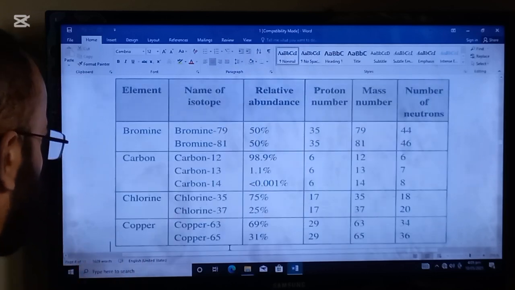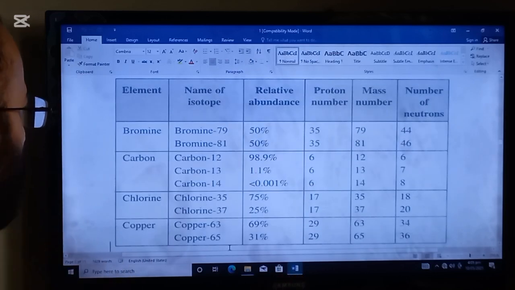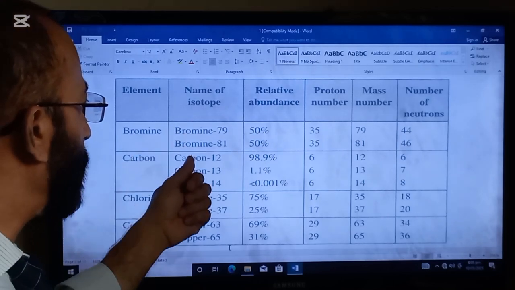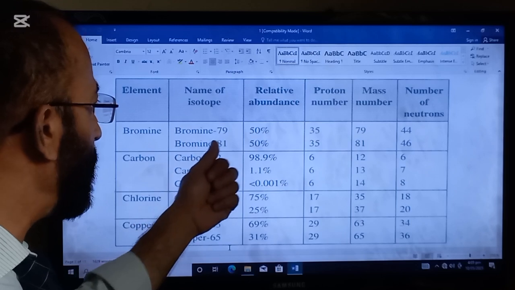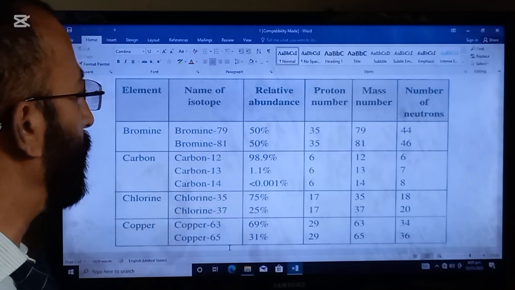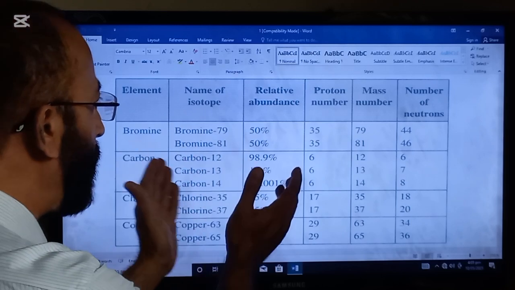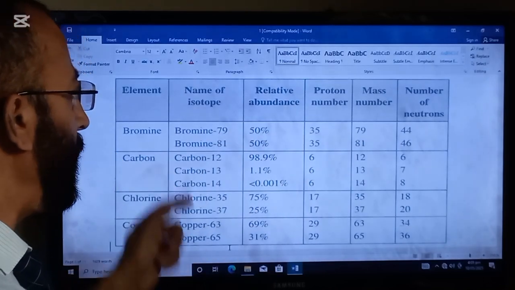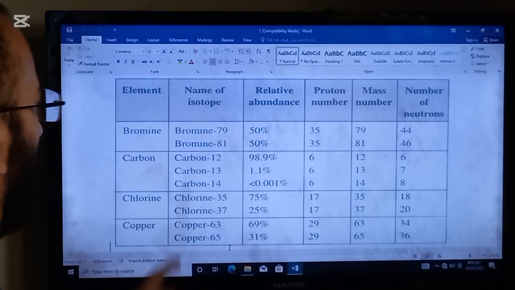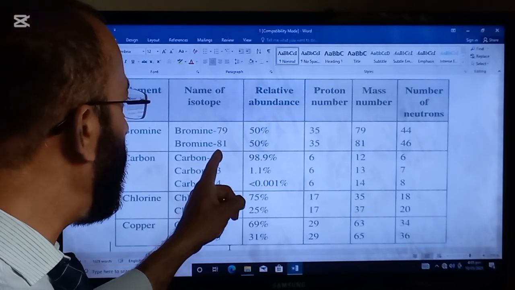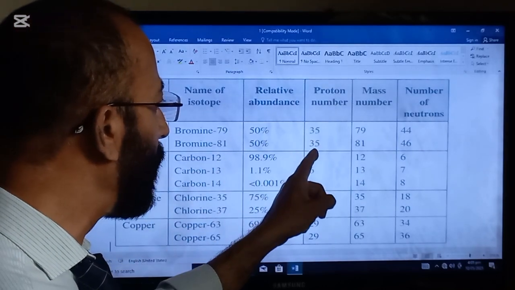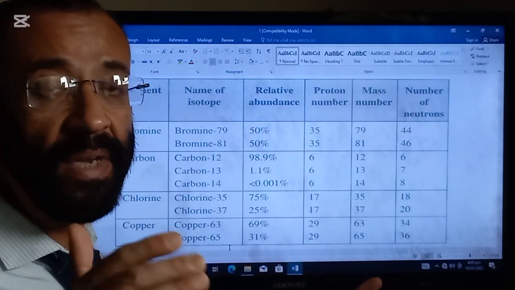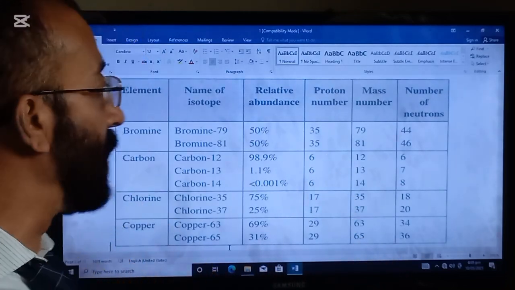Examples of some isotopes. So, bromine is an element that has two isotopes, that is bromine 79 and bromine 81. And their relative abundance in bromine is 50% each. Bromine 79 and bromine 81 both have the same proton number, that is 35, because isotopes have the same proton number but different neutron number.